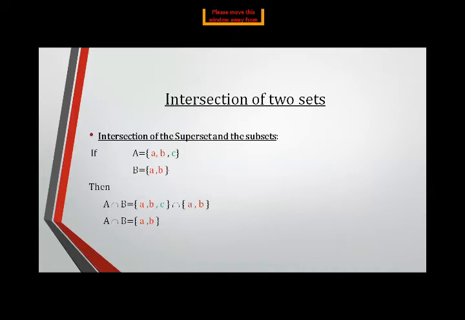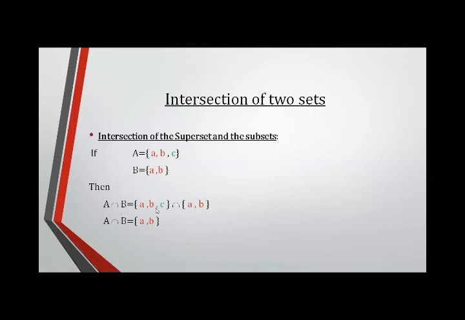Or you can say that if every element of set B is also an element of set A, and A contains at least one element which is not an element of B, then B is called a proper subset or simple subset. Now here, students, you can see A is a superset and B is a subset. So here we find the intersection between superset and subset.